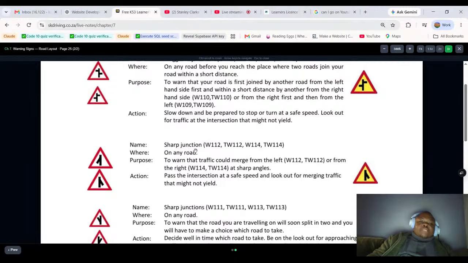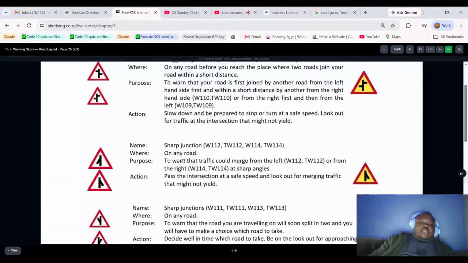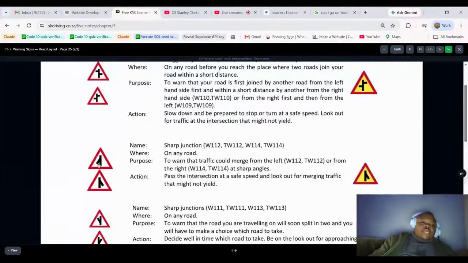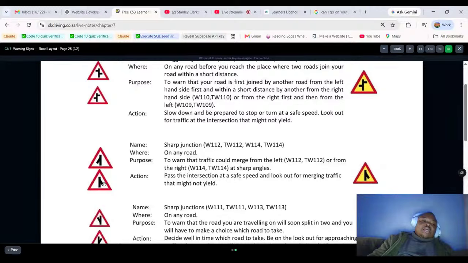And this is a sharp junction, and where is it found? It's found on the road, obviously. The purpose is to warn you that traffic either emerges from the left or emerges from the right. Here it emerges from the left. As you are traveling, traffic is emerging from the left, and it's warning you of that. Or if you come across this as you are traveling, there's traffic emerging from the right. The action you should take is to pass the intersection and look out for emergency vehicles.